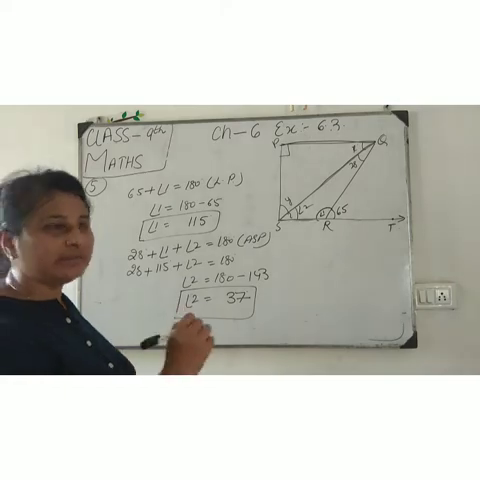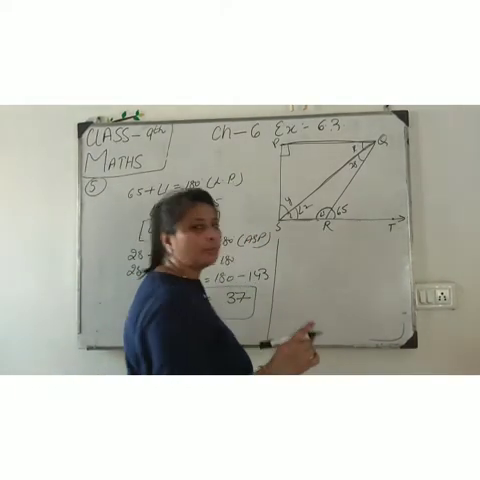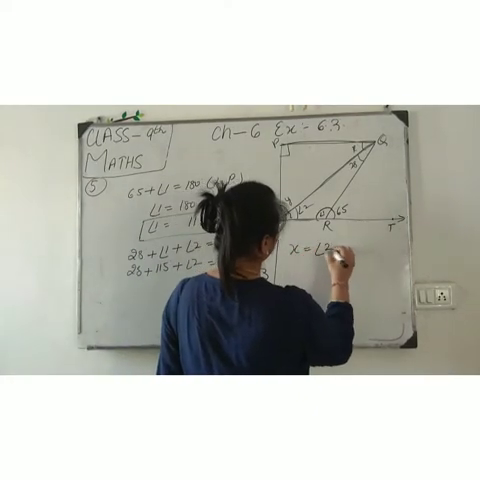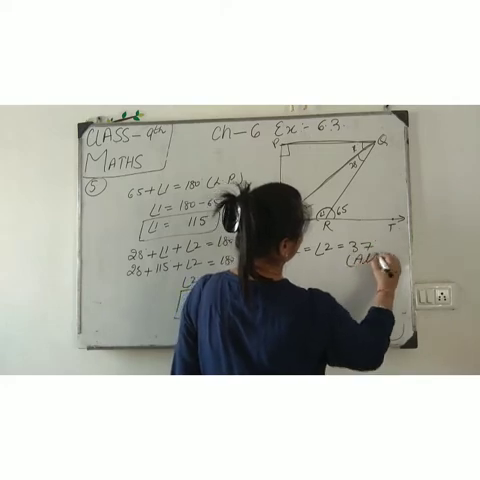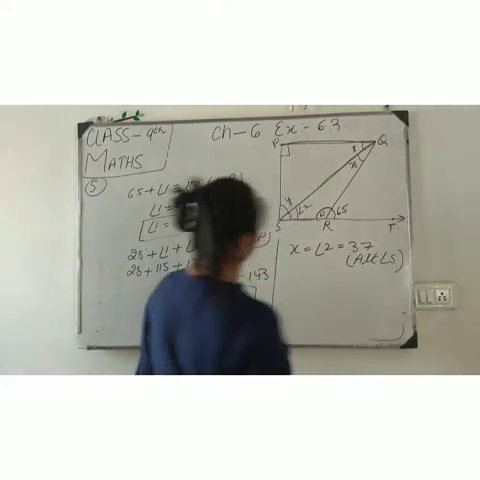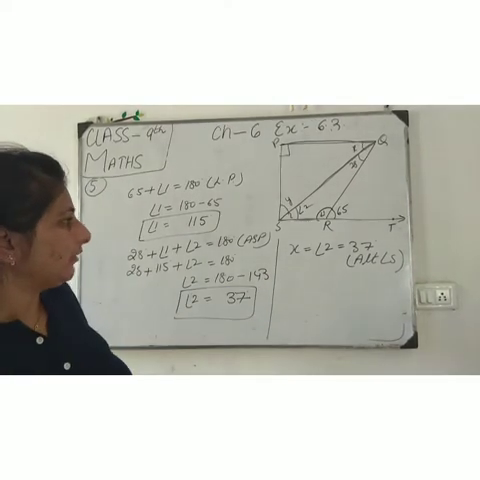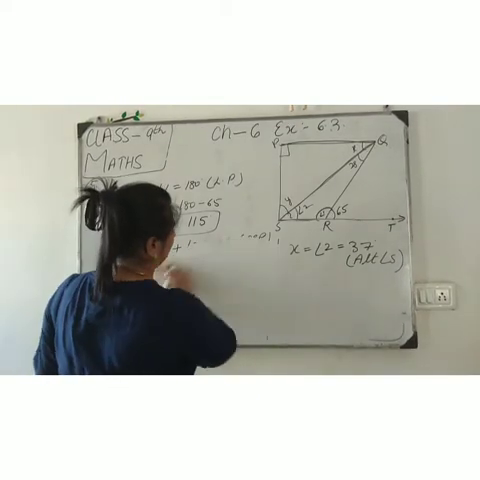37. Now we can easily determine the value of X according to the property of alternate angles. So X equal to angle 2 equal to 37 degree. Reason: alternate angles. I think till here everybody has to be clear till here. Okay.